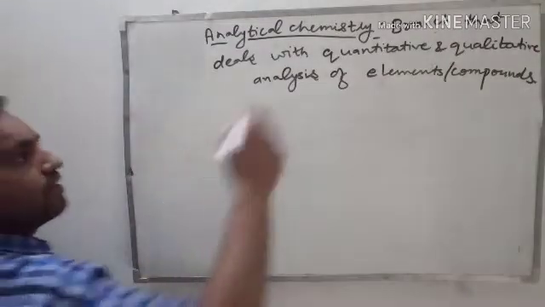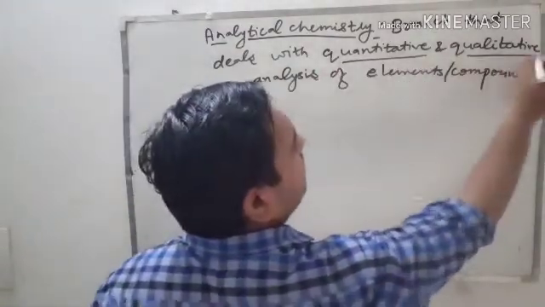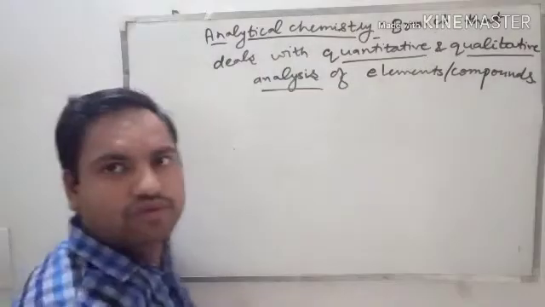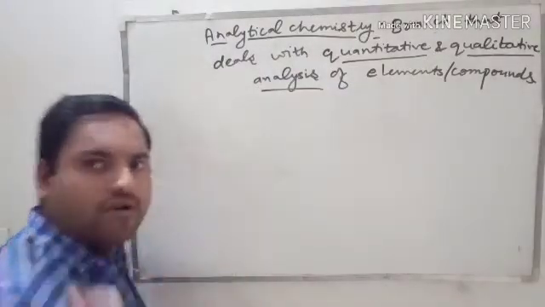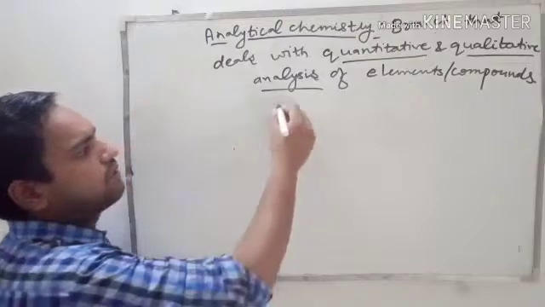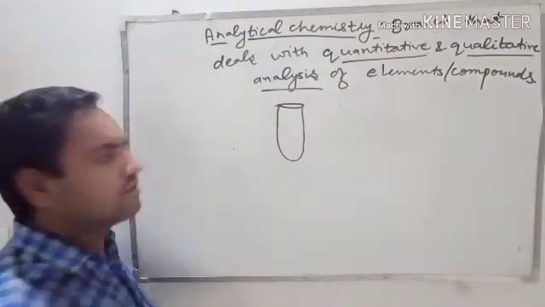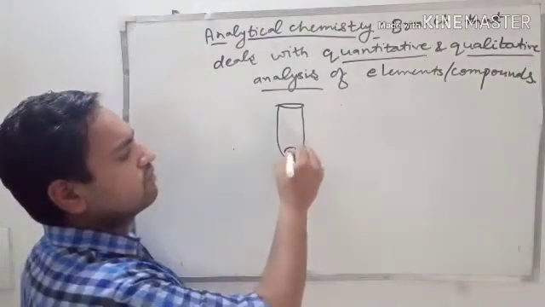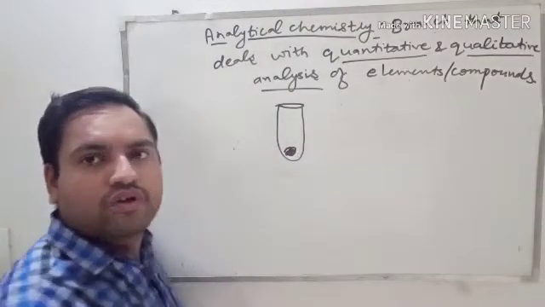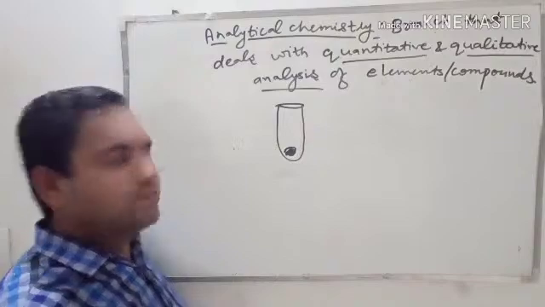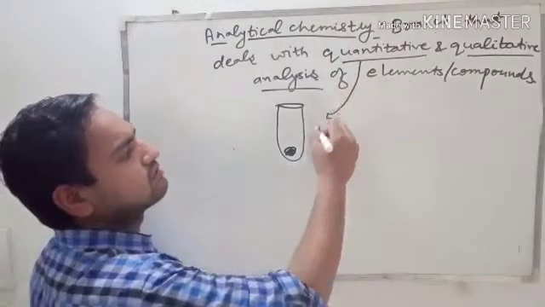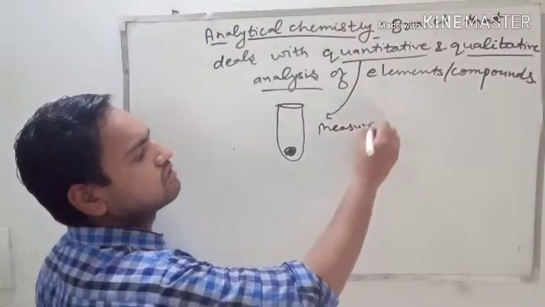So what is this quantitative and qualitative analysis? You just have to understand this. Quantitative analysis means, in the lab, in the experiments also, you will do experiments like this, for example, some test tube and some chemical compound. So basically, quantitative means to measure. You have to do measurements.